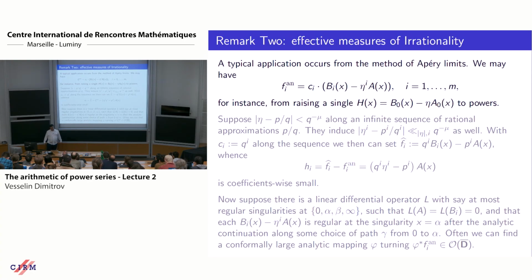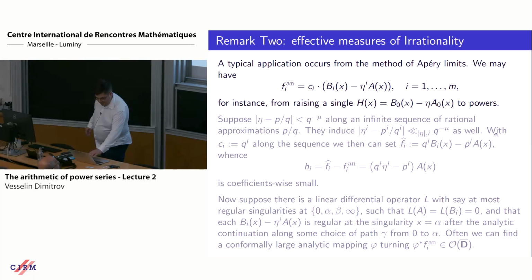Instead, I will focus on algebraic, for the most part, irrationality measures. So for the case of algebraic numbers, of course, irrationality is not the issue, but then we get effective irrationality measures as applications. And the method of Apéry limits that Yunqing introduced supplies one such situation. We could have h of x, like for the logarithms example, and maybe we will want to raise it to some powers to produce more functions, and that will introduce powers of the Apéry limit eta.